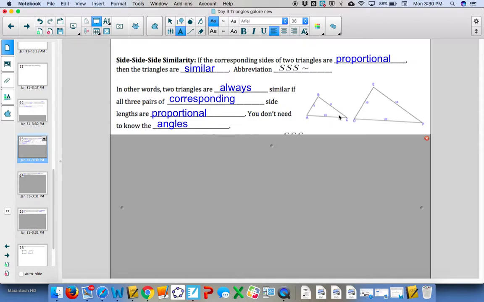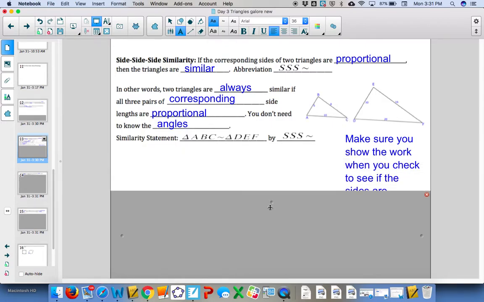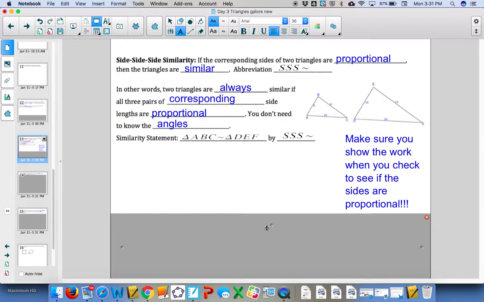So in this example, you can see that the scale factor is 2. Just because of that fact, these triangles have to be similar. We've practiced making some similarity statements. If I call the first triangle ABC, then I would put triangle ABC is similar to triangle DEF, where I started at this angle and then went to angle B and then angle C. And remember, I've told you to make sure that you're showing the work to show that the side lengths are proportional. So you would need to show that 10 divided by 5, 16 divided by 8, and 20 divided by 10 all equal 2.